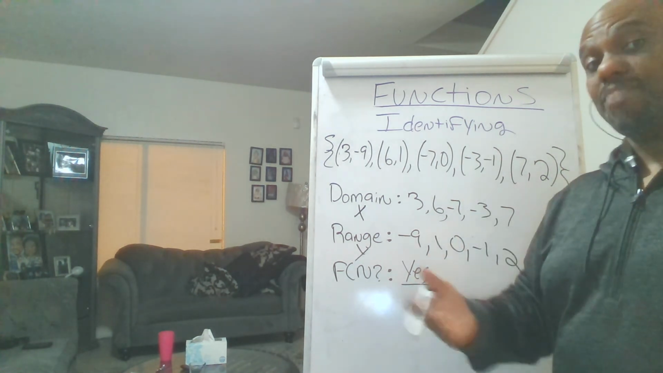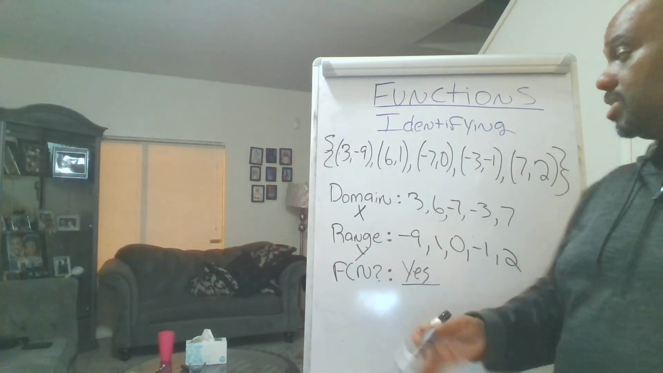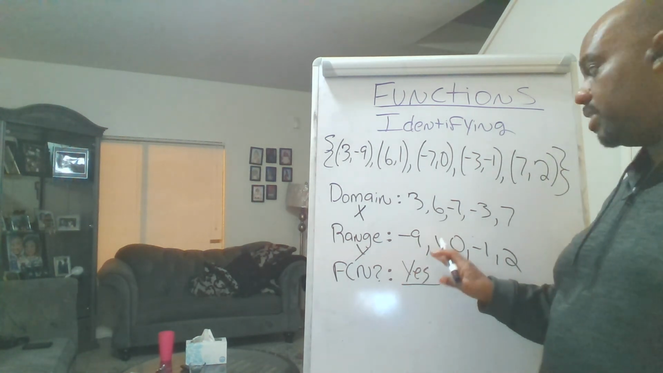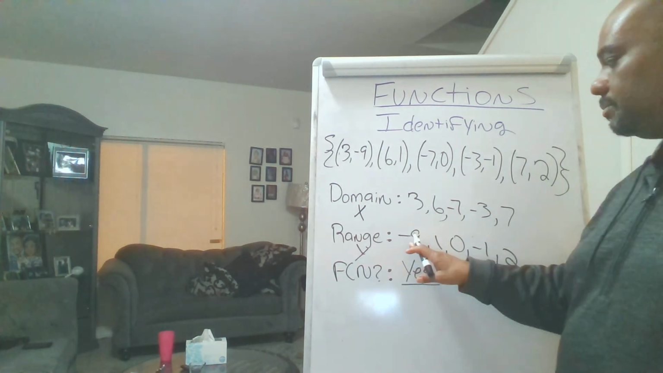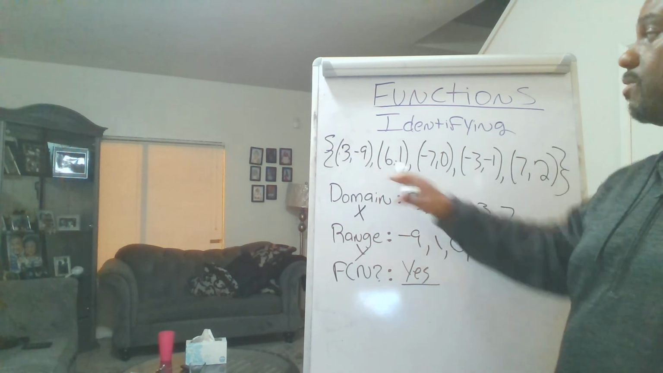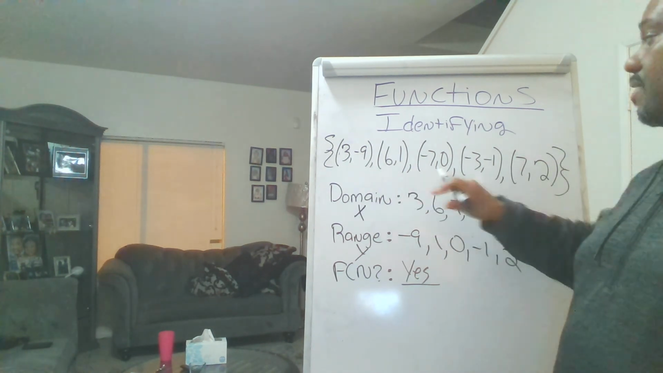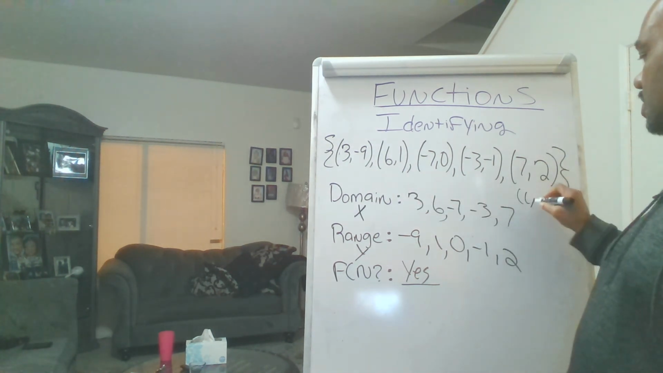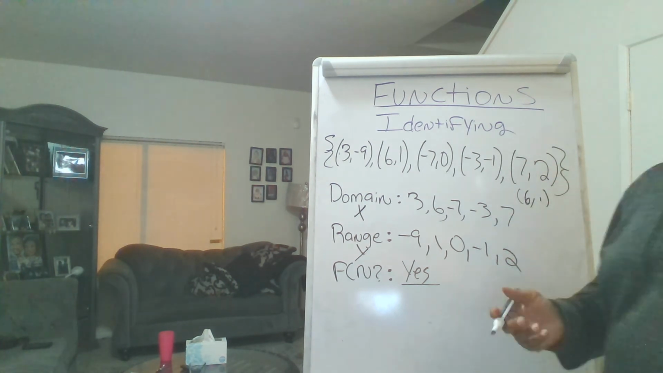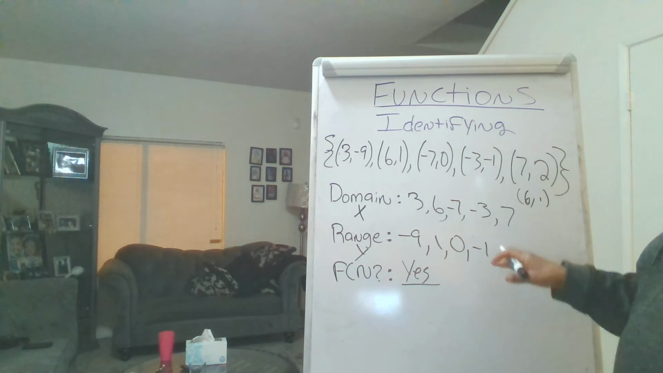Now, something you may see to try to trick you up is you will see the ordered pair repeated. So you'll see 6, 1, and then you'll turn around and you'll see 6, 1 again, right? If you see 6, 1 again, you might end up writing it down, but you have to realize it's the same thing.